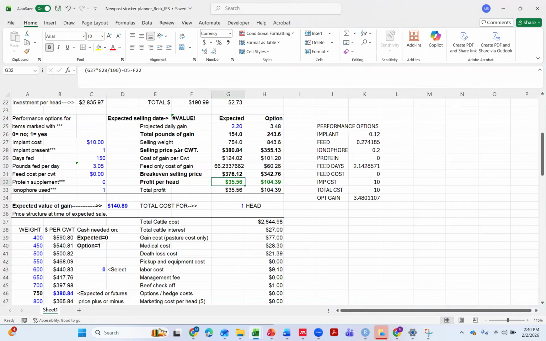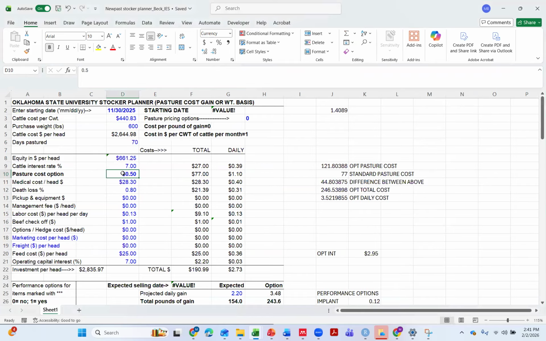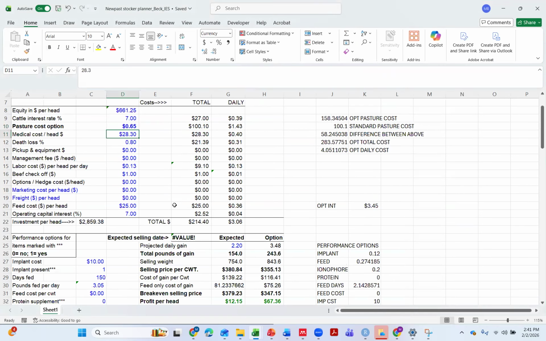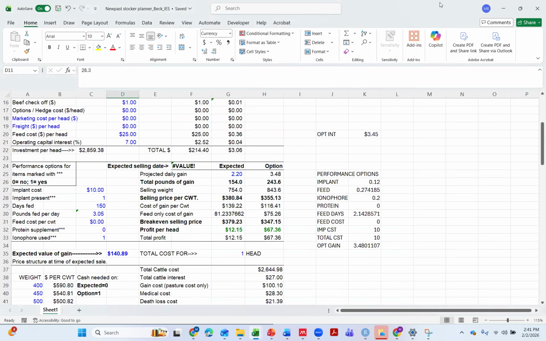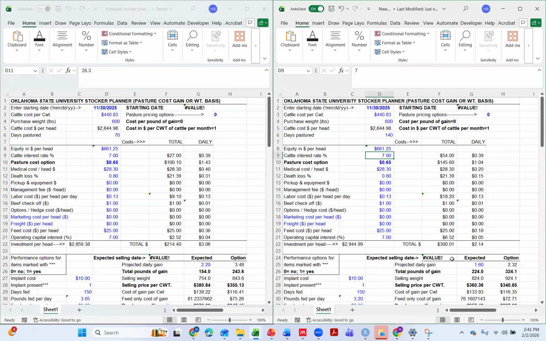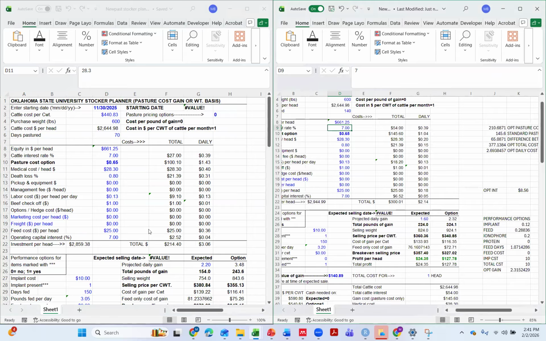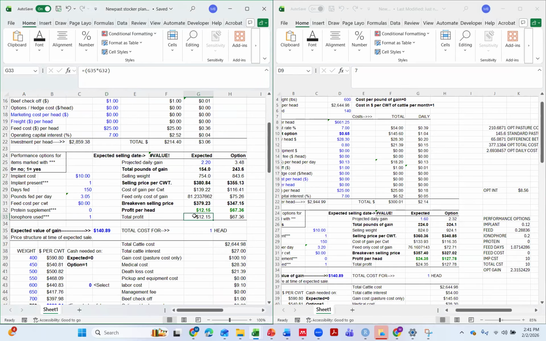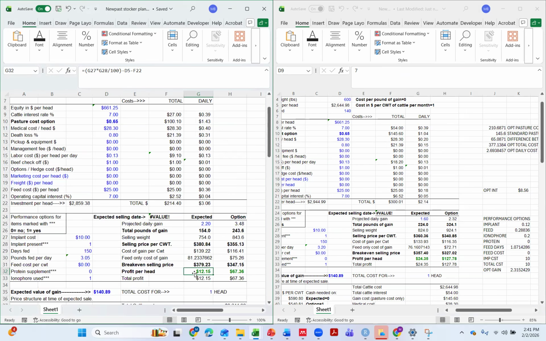I know it didn't say this in the PowerPoint, but I want to keep the pasture cost the same, 0.16. Okay. So if you change that, John, did you end up with that $12.15 per head?